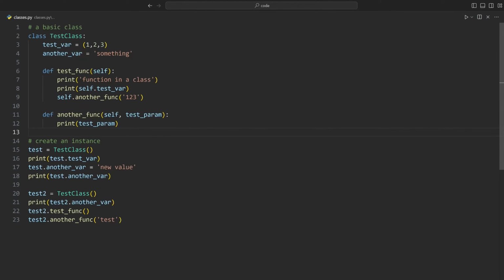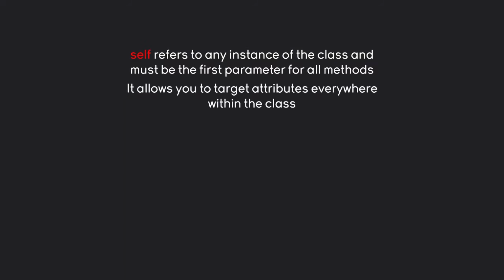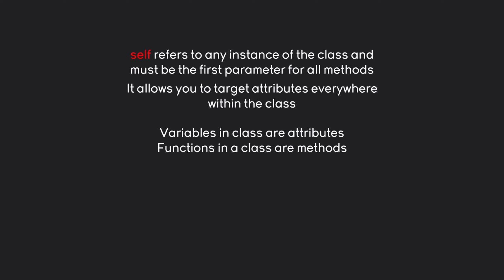Before we continue, there are 2 major concepts that I do want to cover. We already covered self. That was the first crucial concept. Next up, we have some basic naming conventions. Variables in a class are called attributes, and functions in a class are called methods.